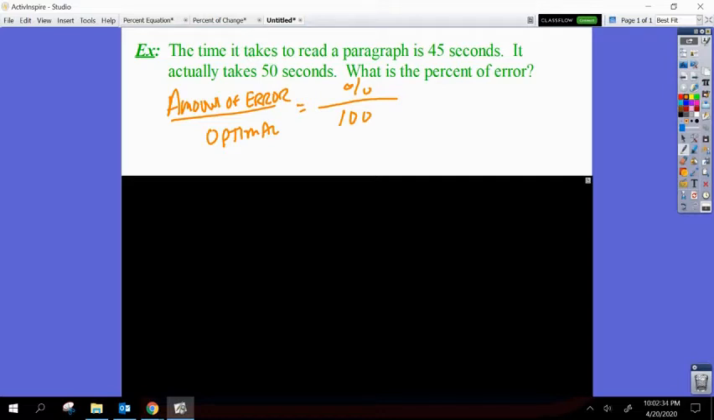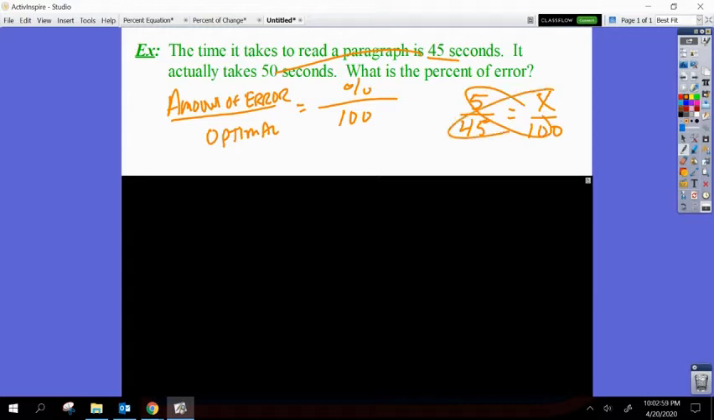So the question says the time it takes to read a paragraph is supposed to be 45 seconds, but it actually took 50. So the amount of error here is 5. It's 5 off from what it's supposed to be. We're looking for the percent over 100. The optimal is 45. It's supposed to be 45. So it's 5 away from what it was expected to be, 45.